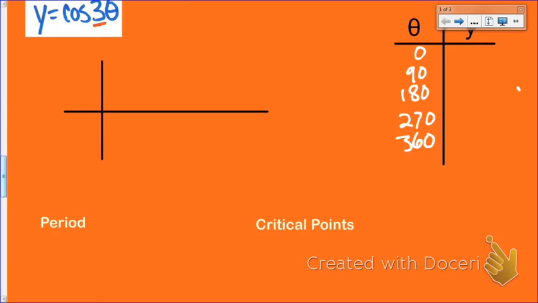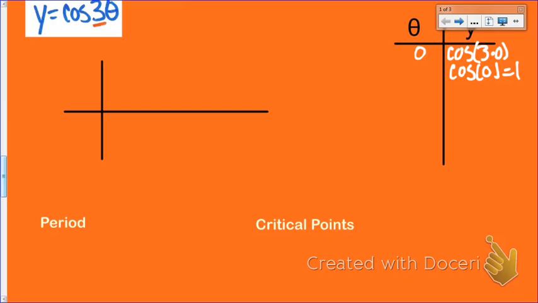Actually, I'm thinking of a different example, so we're going to change those. Those would still give me some correct values, but I want to pick some simpler ones to see more of this graph. So I'm going to start with 0. If I want the cosine of 3 times 0, that's the same thing as the cosine of 0.